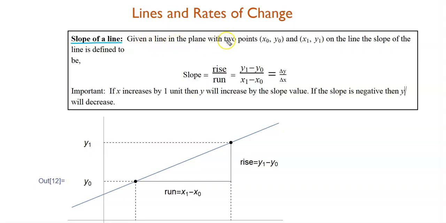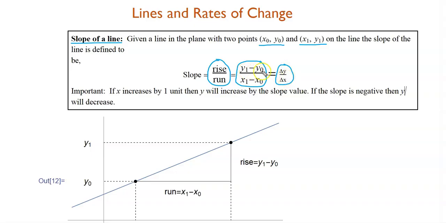So if we're given a line in the plane between 2 points, x0, y0, and x1, y1, then the slope of the line is defined to be rise over run. You should have seen that before, which in this case, using these points, we can also write as y1 minus y0 divided by x1 minus x0. Now you may also see this written as a change in y divided by a change in x.